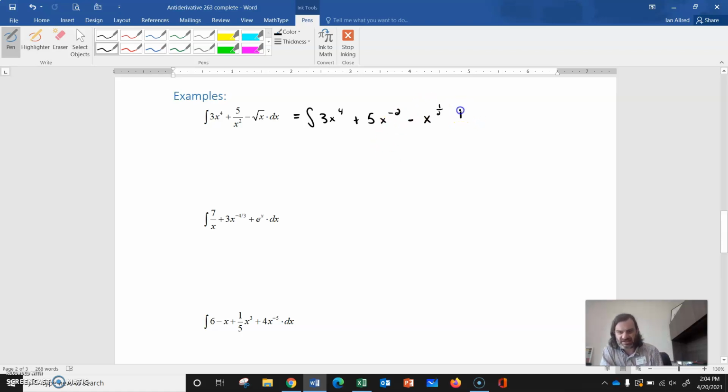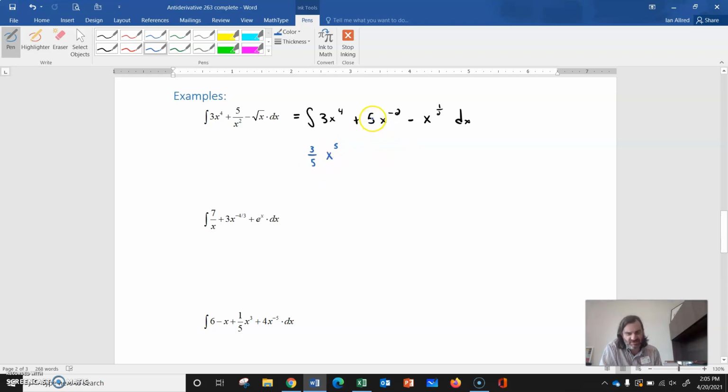Okay? So then we can reverse our rules. It's 3 different things added or subtracted together, so we can do all 3 separately. The first part here, we're going to reverse that power rule. So x to the 4th goes up to x to the 5th. The 3 hangs out, and I'll divide by that 5th power, so it'll be 3/5 x to the 5th.